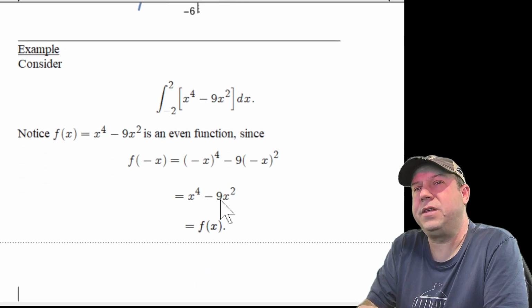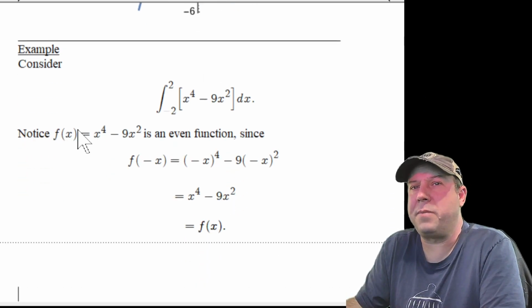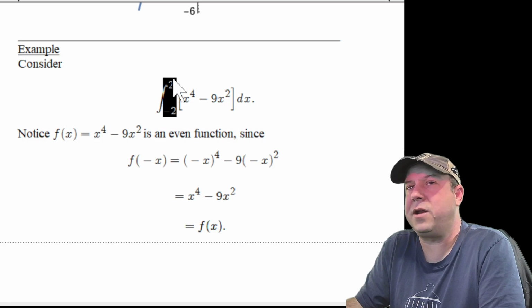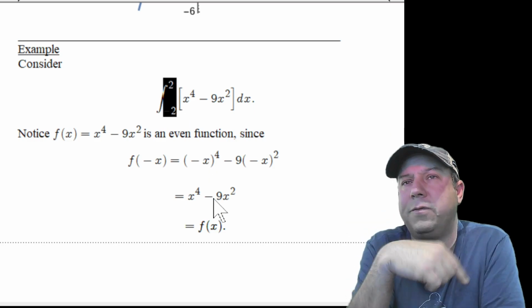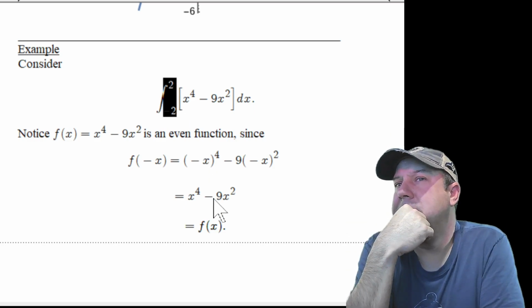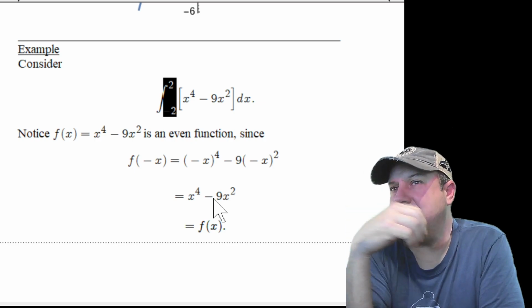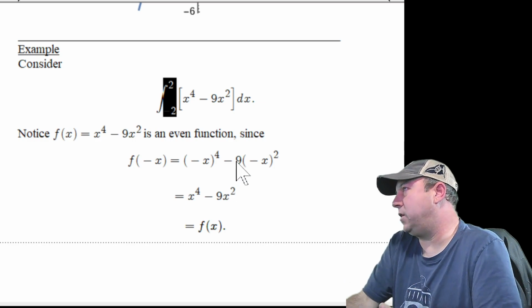What about for the even function x to the 4th minus 9x squared? If we evaluated its definite integral across the bounds from -2 to 2, we should be able to, because that's an even function, exploit its symmetry.